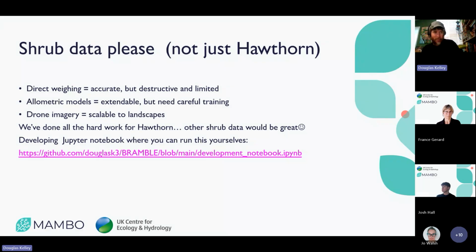And then we can start using this method to summarize what I've got in here: you can start taking direct weight measurements, using that to train an allometric model, and use that with drone imagery to scale your biomass estimates to landscapes. There's a link to a Jupyter notebook we're developing. It actually works pretty well at the moment, but it's not the full model, where you can start plugging in your own numbers and start training an allometric model to estimate biomass as well.